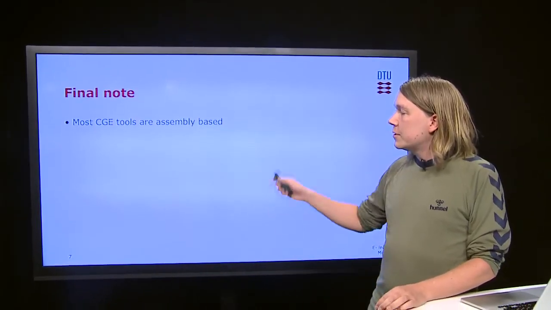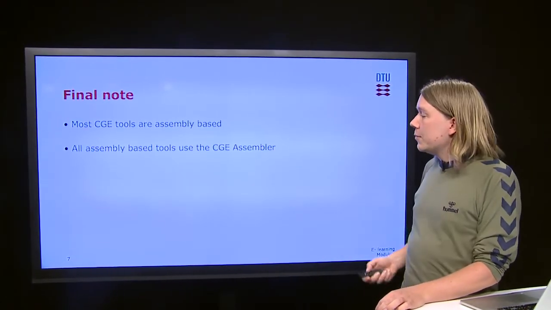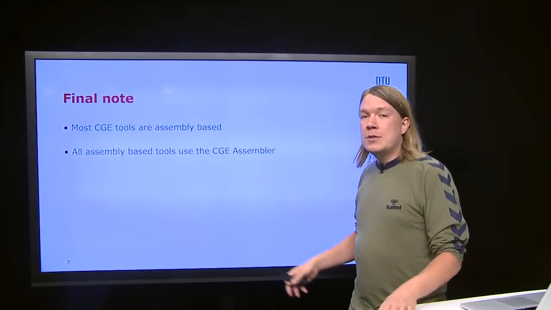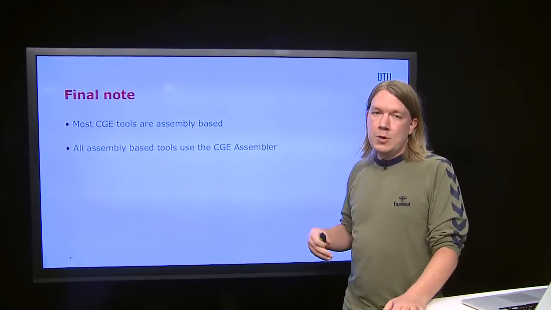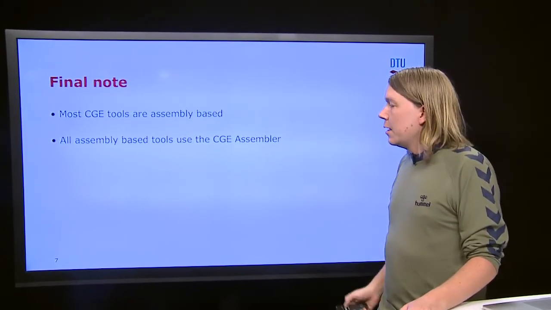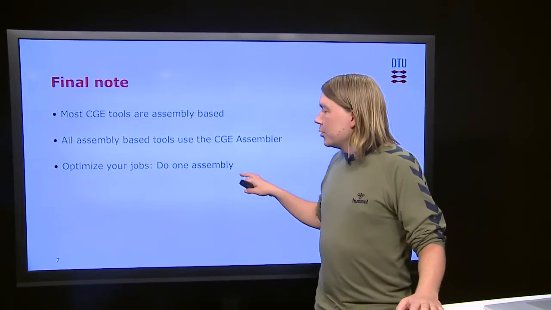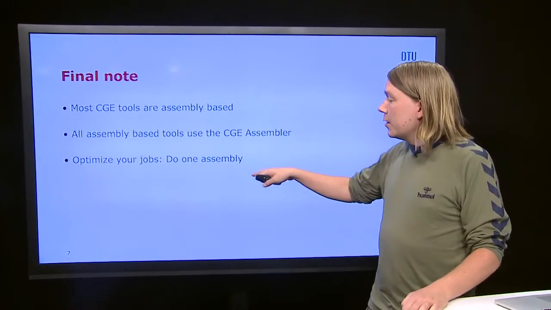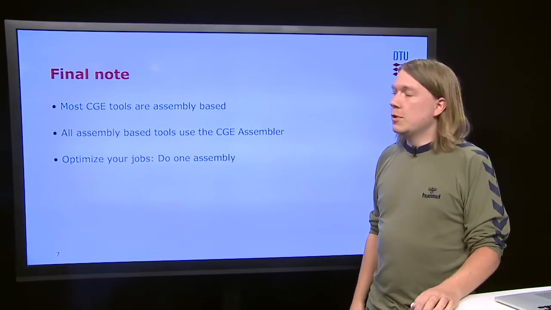Finally, I'm just going to note that most of the CGE tools are assembly-based, and this means that even if you provide them with raw data, the raw data will go into the CGE assembler, which then will create contigs that it will feed into the actual tool that you're using. Therefore, you can optimize your workflow by just doing one assembly with the CGE assembler or the CGE pipeline, and then submit your assembly to the various tools that you want to use.